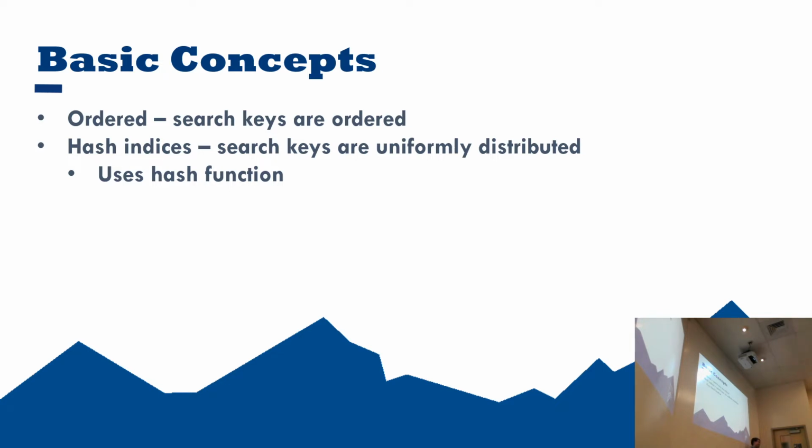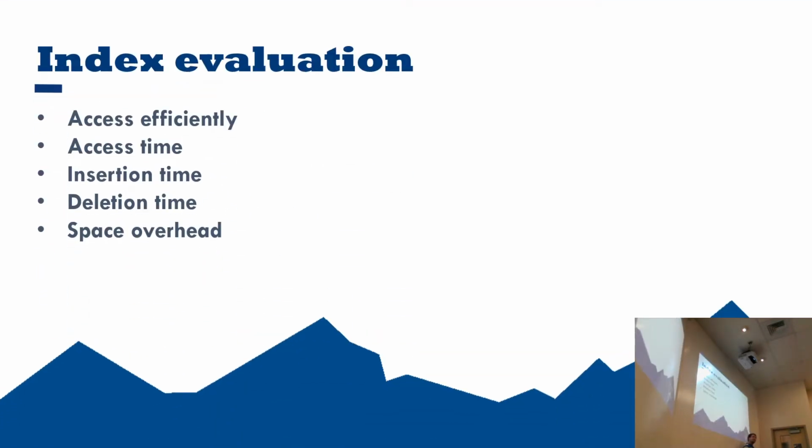In contrast, you have hash indices. In a hash index, what you're doing is you're not indexing with existing columns. What you're doing instead is using a hash function, and you're indexing the hashes. Talked about that a little bit already.